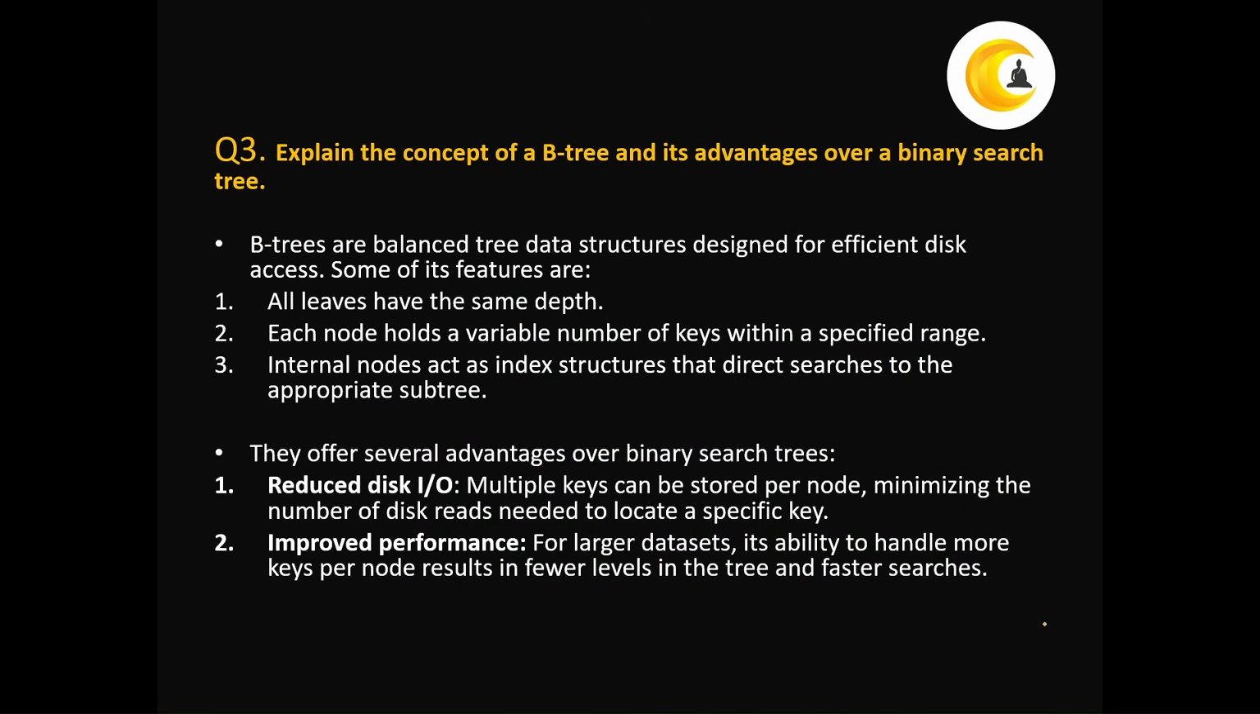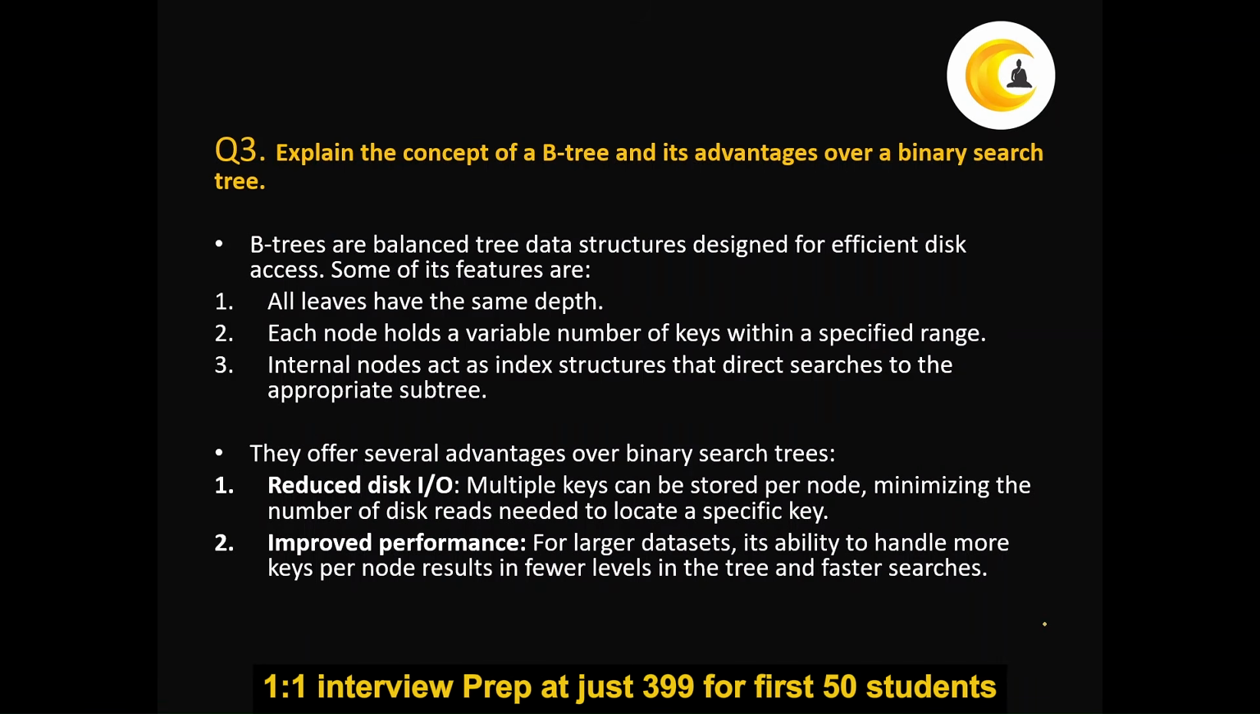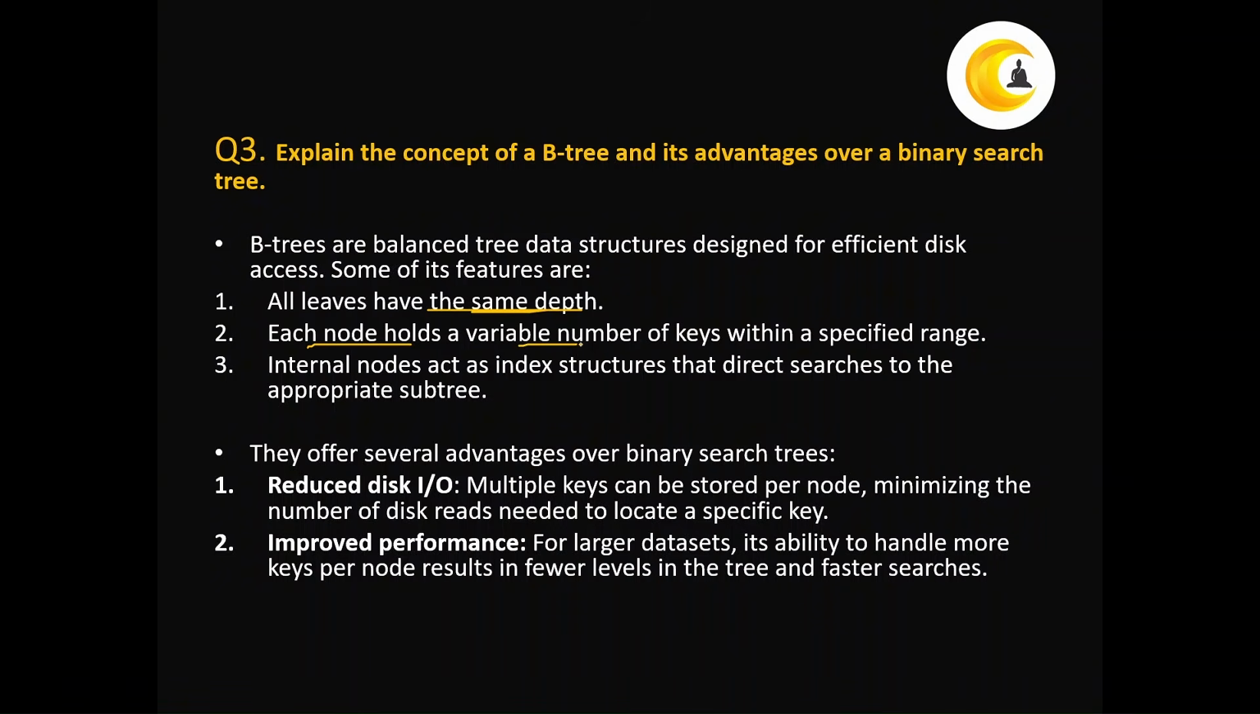Now, explain the concept of a B tree and its advantage over a binary search tree. Now, what are B trees? B trees are basically a balanced tree data structure designed for efficient disk access. Some features of them are that all the leaves are at the same depth, each node holds a variable number of keys within a specified range, and internal nodes act as an index structure. Now, you need to memorize all of these features in order to know the B tree. There is no alternative to that. So just remember this. But what are the advantages over a binary search tree?